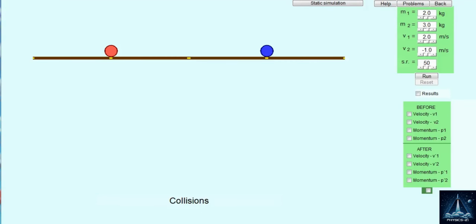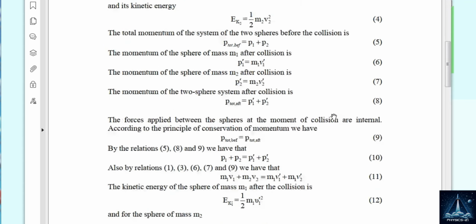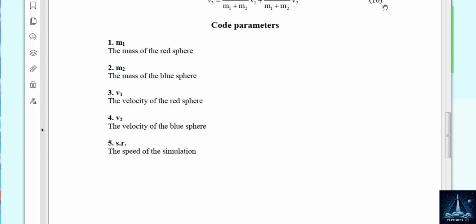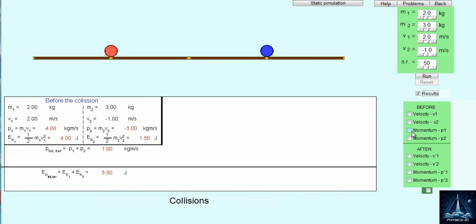The simulation demonstrates the central elastic collision of two spheres. The help section provides detailed theory about the simulation. The parameter m1 denotes the mass of the red sphere.